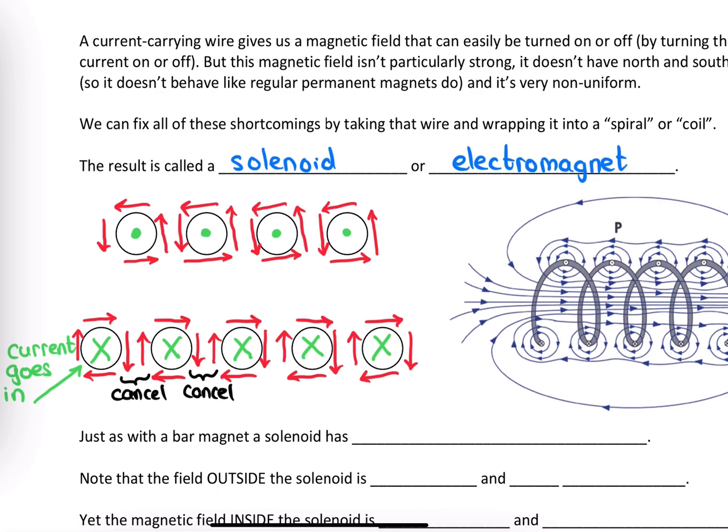So we can see it's just going to start looking like that. And the same thing is going to be true on the top. These guys are going to cancel. These guys are going to cancel. So if I draw it properly, it's going to start looking like that.